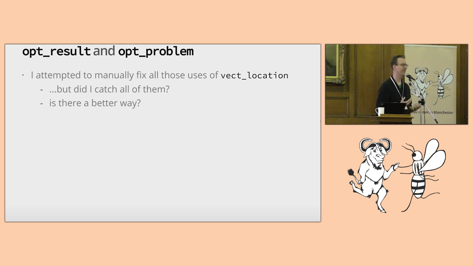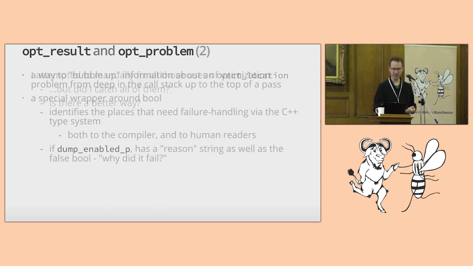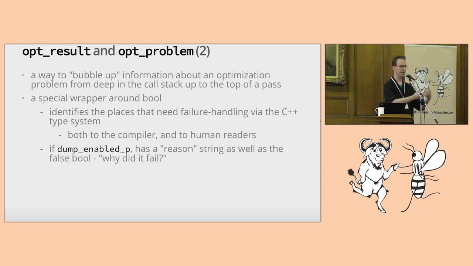I was looking at going through and debugging some of these and fixing, well, what actually is the deepest problem? And trying to emit the proper location and somehow get that information back. I was manually fixing and found it very tedious. And so I came up with this approach for bubbling up information about failures from those deep points in the optimization back up to the top of the pass so that I can give a high-level report.